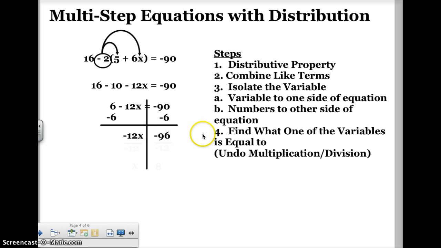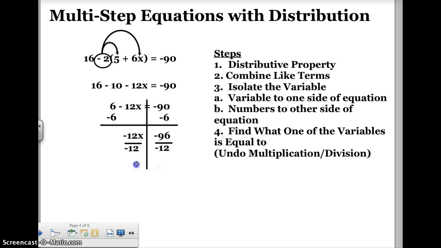Now, I'm already down to my last step. I know that negative 12x is equal to negative 96. I want to find out what one of the variables is equal to. So I want to find out what 1x is equal to. I have to undo multiplying x by negative 12. The opposite of multiplying by negative 12 is dividing by negative 12. But remember, whatever I do to this side of the equation, I've got to do to the right side of the equation also. Negative 12 divided by negative 12 is just 1.